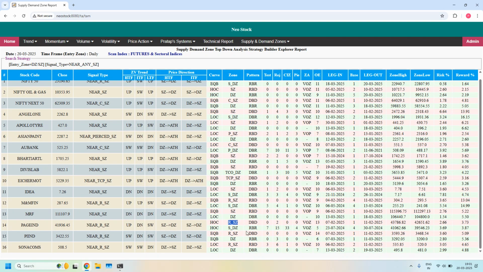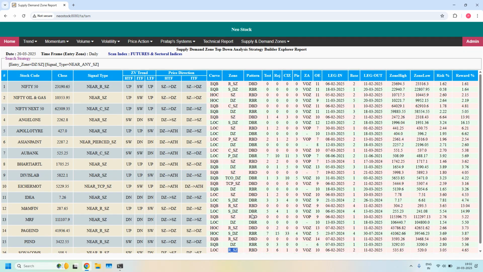Page Industries is having a daily high liquidity supply zone. PI Industries is having a daily high liquidity supply zone, and Sonacoms is having a daily high liquidity supply zone. So in total, 8 daily high liquidity supply zones we identified from this list. Excellent.